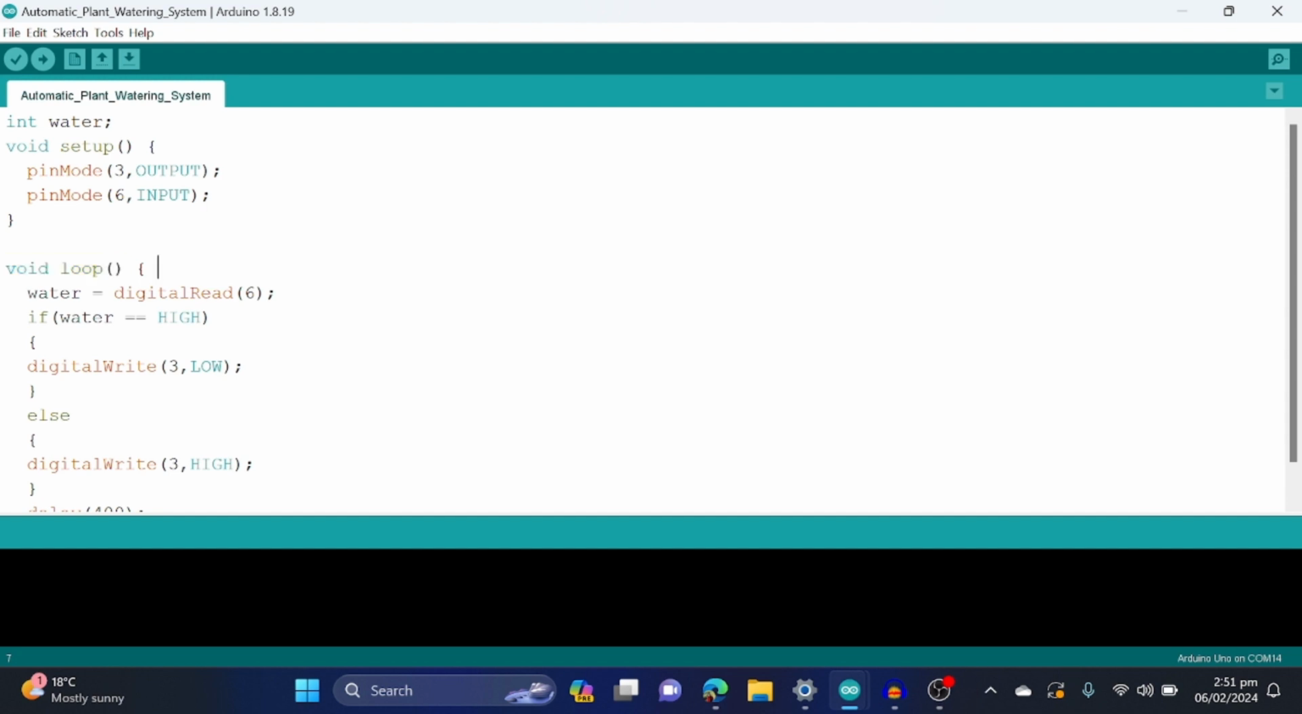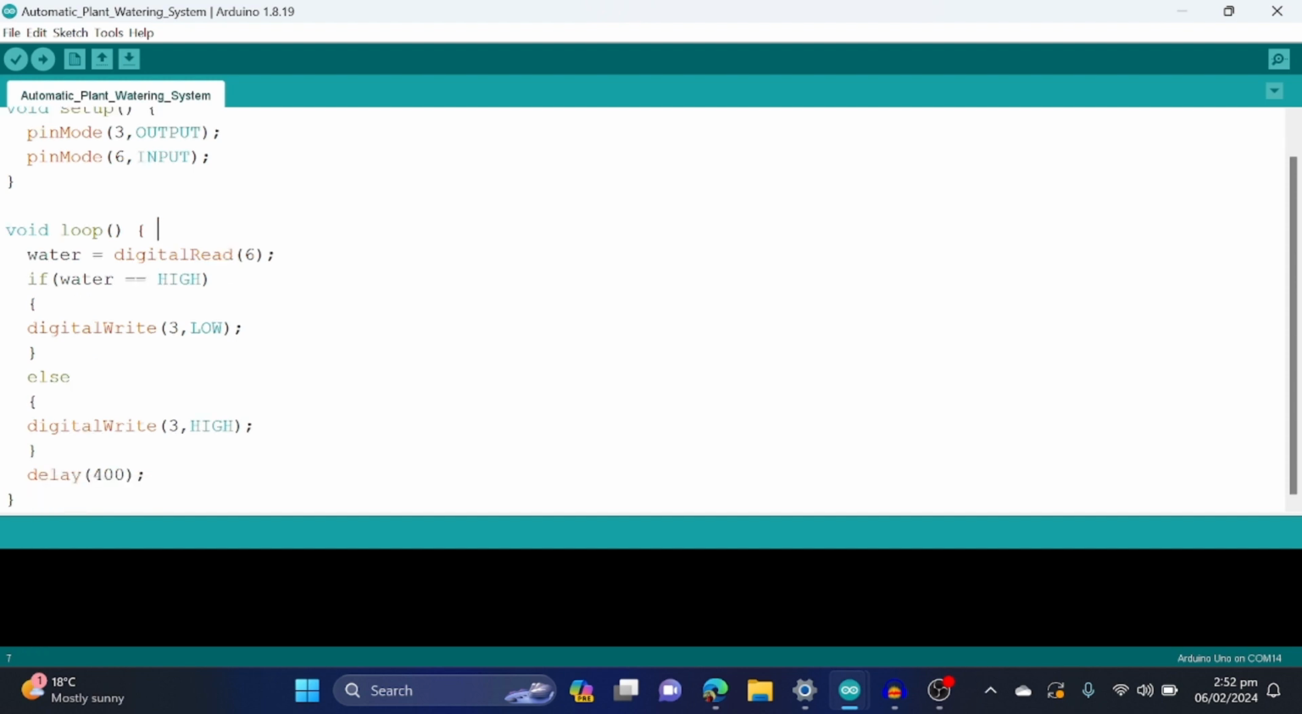There you have this void loop. You already know the loop keeps on happening. So here we are initializing water equal to digitalRead pin number 6. What is this digitalRead command? When you are applying an input at pin number 6, we are telling the Arduino in the code that you have to read that value which we are going to provide on the input with the D6 pin. With this command, you are going to read that particular value and then store it into water.